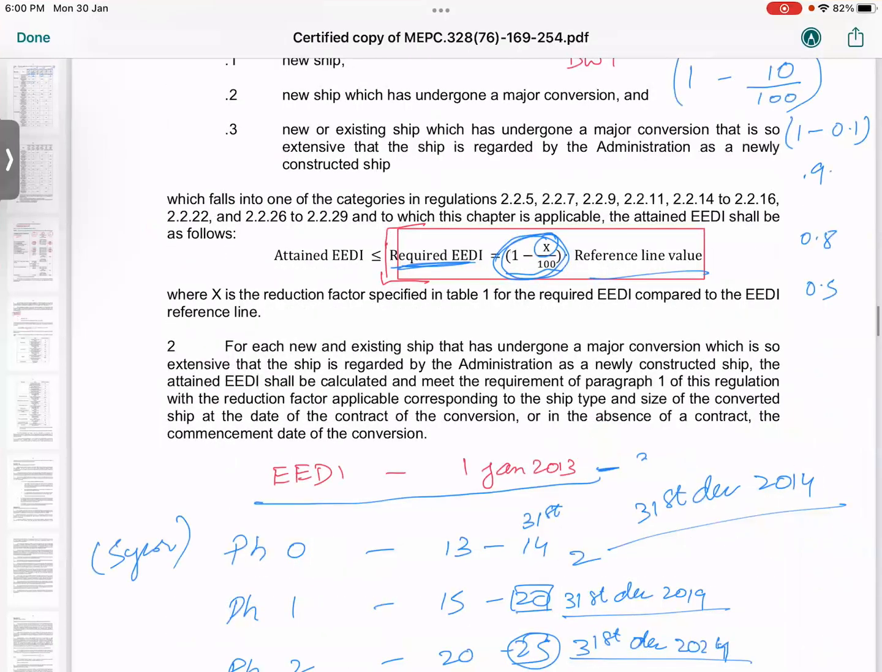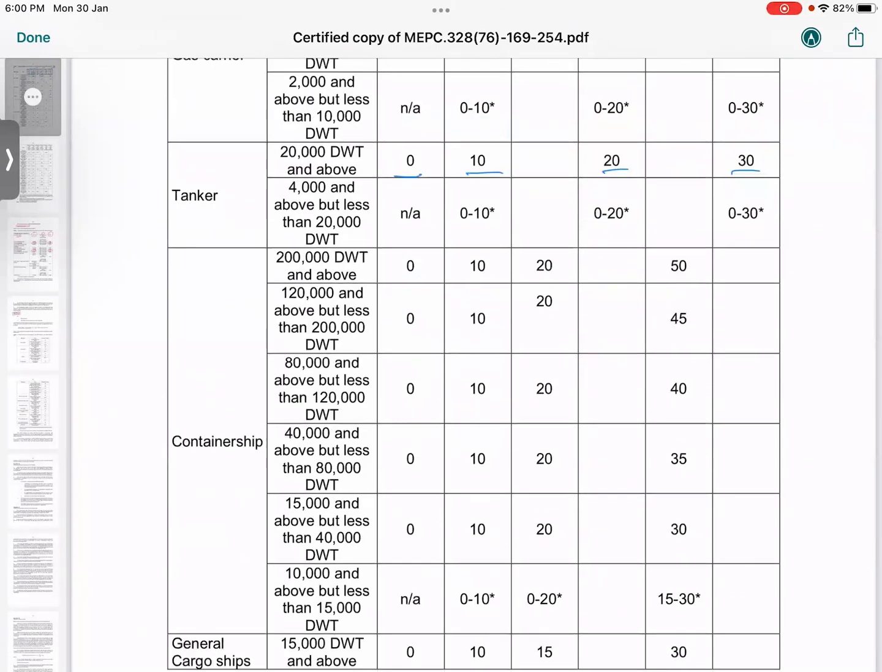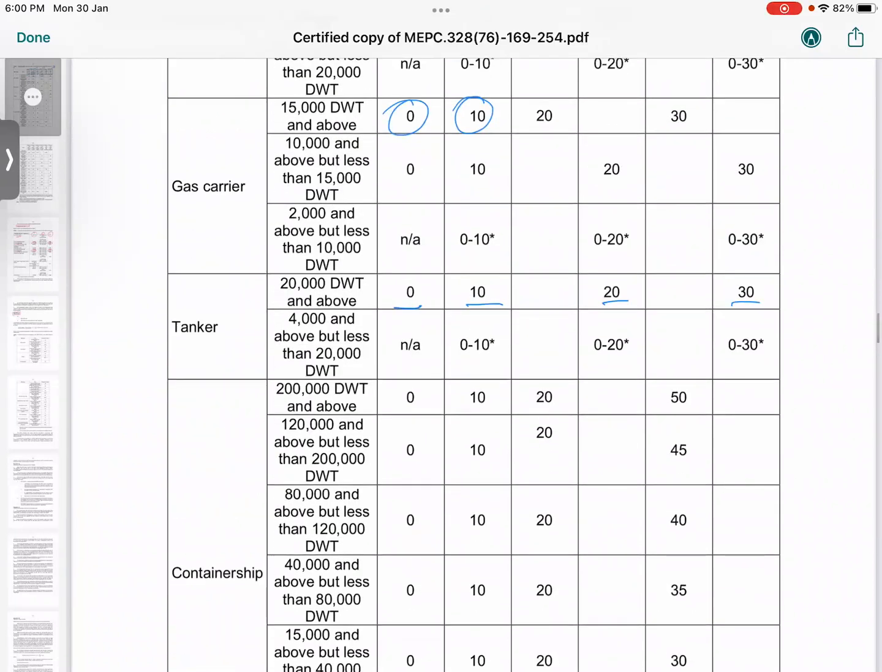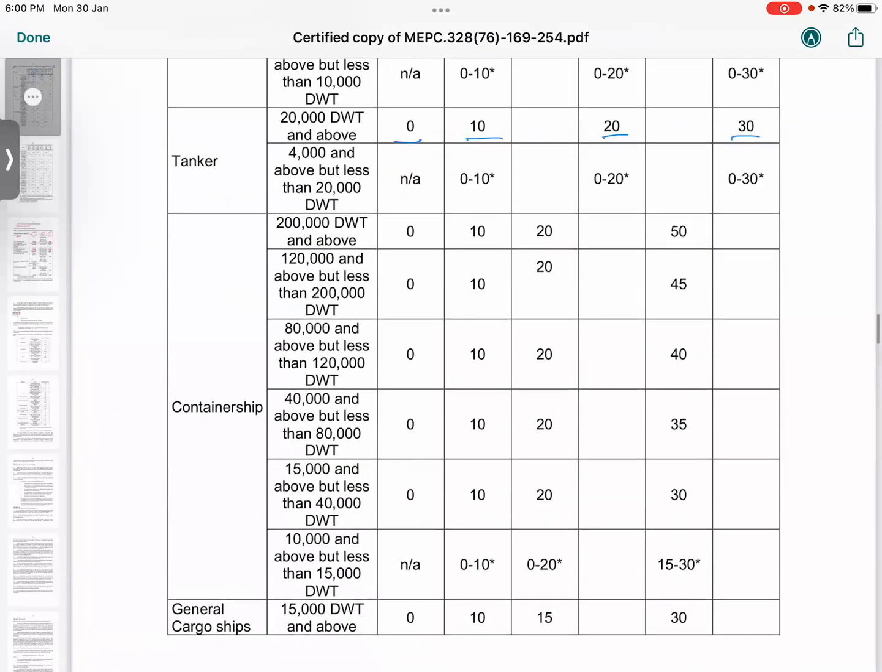You will see which phase you are following. आप कौन से phase में हो? And then you will decide how much is the reduction you need, right? Suppose you are a container ship, right? And you want to build in, let's say today. Okay. So I'll come back to that also. Why these things are done, right? So you can come to 50, 45, right?